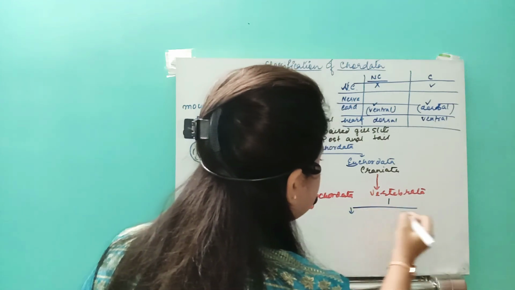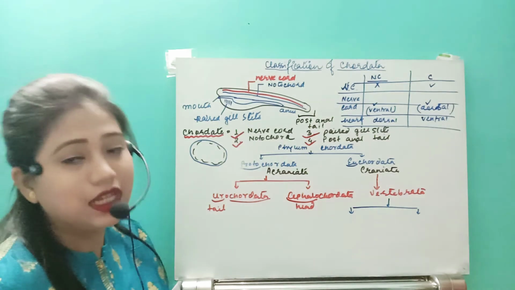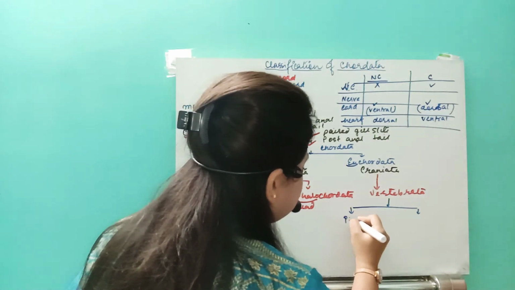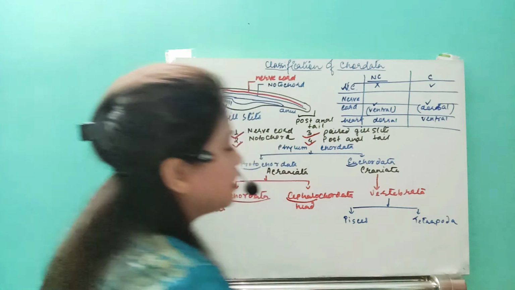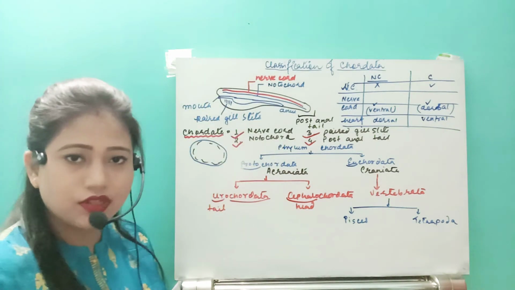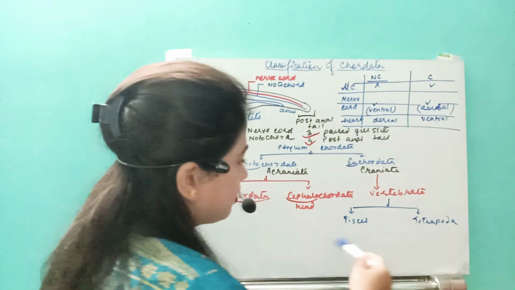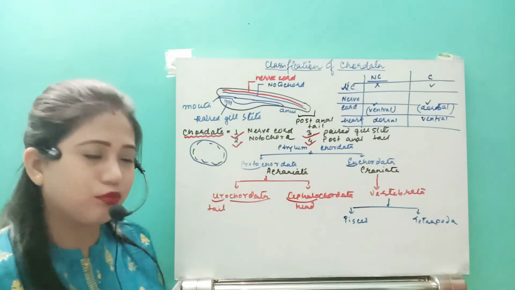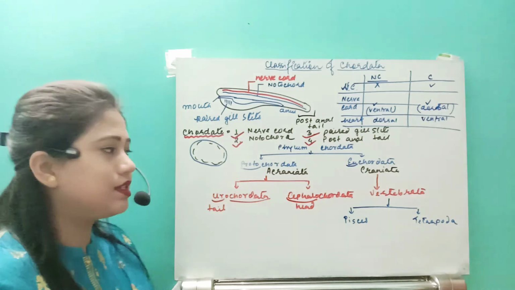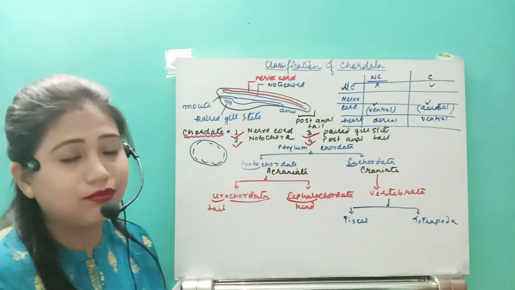Now, the vertebrates are further divided into other groups. All those divisions we will see later. They are Pisces and Tetrapoda. Pisces means the fishes, different types of fishes. And Tetrapoda means those organisms which have 4 limbs, so they are grouped under Tetrapoda. We will discuss in detail later. But these are the general characteristics and the classification of the phylum Chordata.